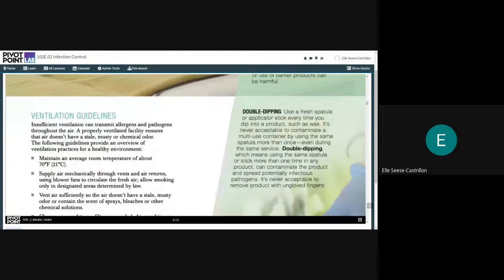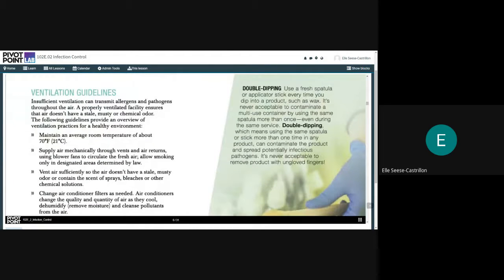be harmful. So ventilation guidelines, it says insufficient ventilation can transmit allergens and pathogens throughout the air. A properly ventilated facility ensures that air doesn't have a stale, musty, or chemical odor. The following guidelines provide an overview of ventilation practices for a healthy environment.